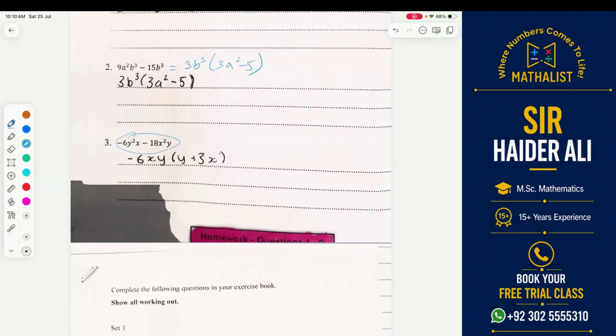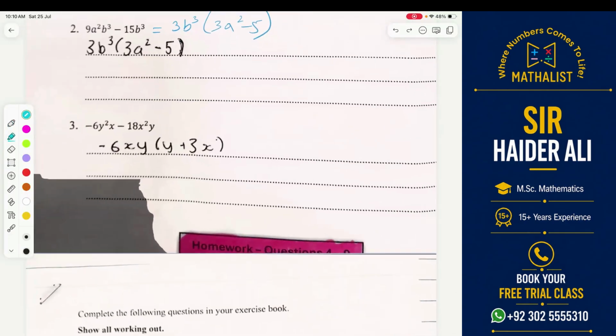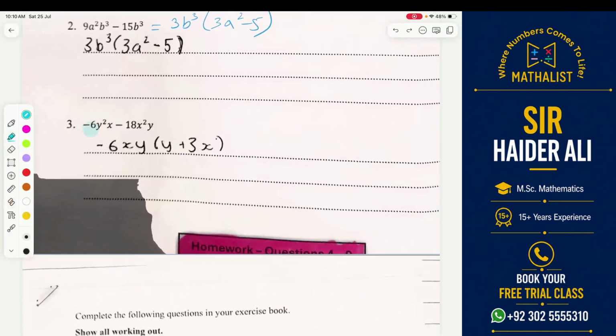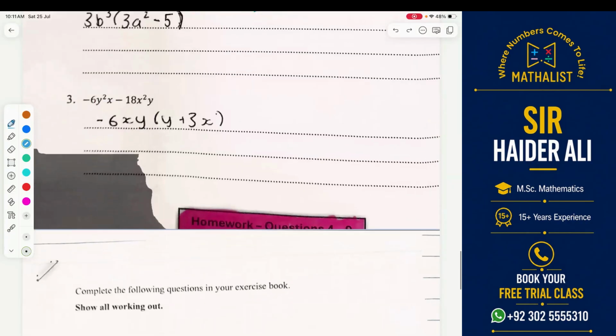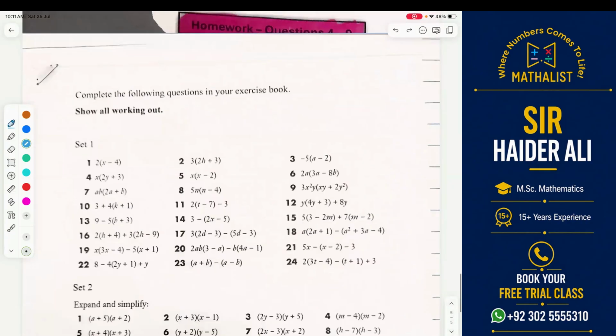And here first term is negative. If the first term is negative, we will take the negative common. Negative common is changed from the other questions. For example, if first term has the negative sign, other term has a positive sign, then you take the negative common also. We take negative common always when the first term is negative. And minus 6xy common and y plus 3x left. And now these questions.